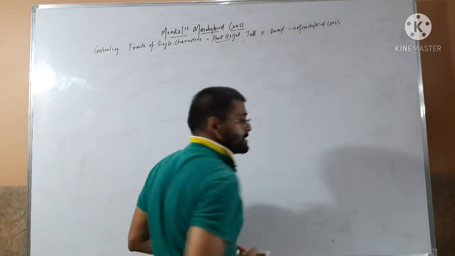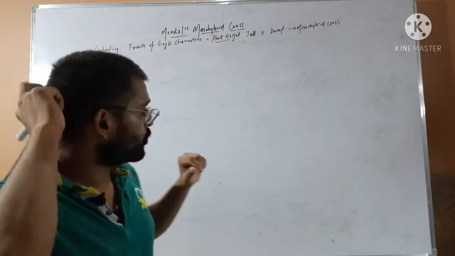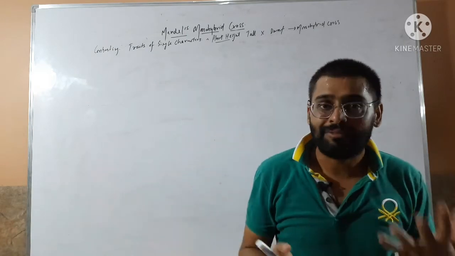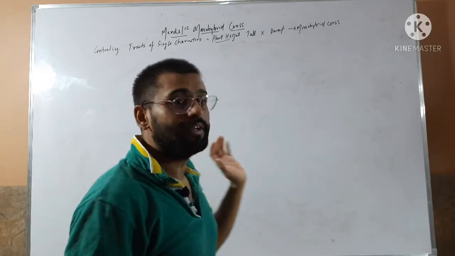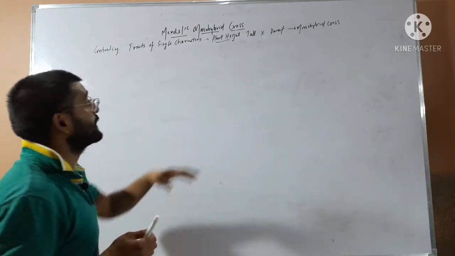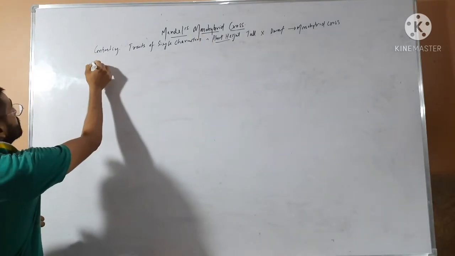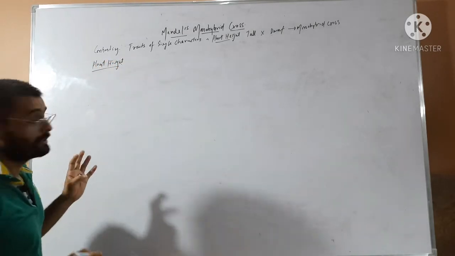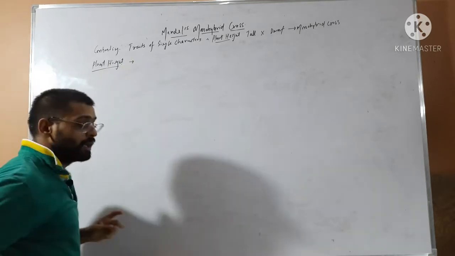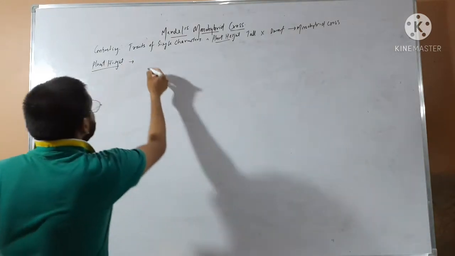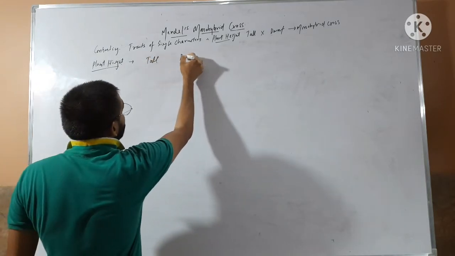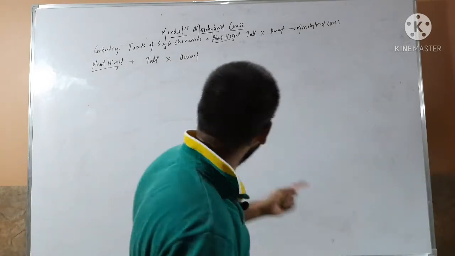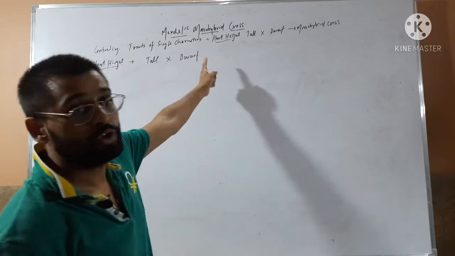So monohybrid cross is a cross between variants of a character or contrasting traits of a single character. We know that Mendel had taken 7 characters, so he did cross for every character. Here we are taking a single character, that is plant height. We know that the traits of plant height are tall and dwarf. So first Mendel created pure line of tall plant and dwarf plant.